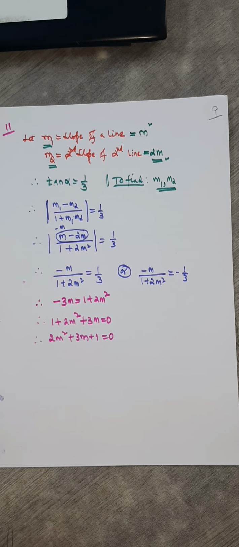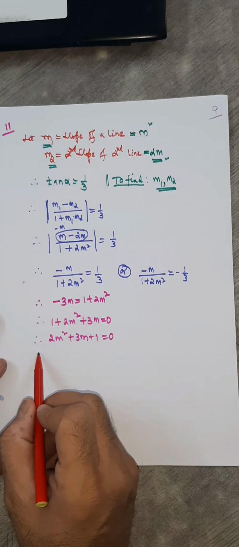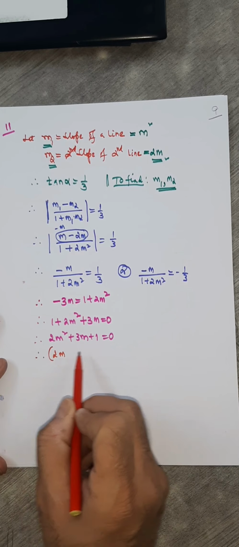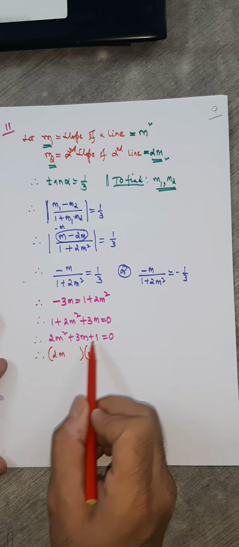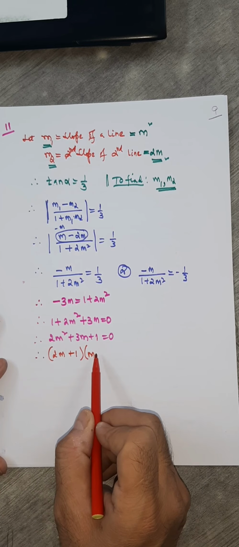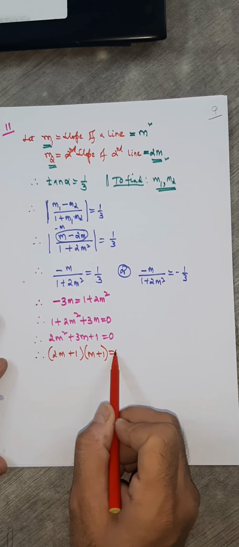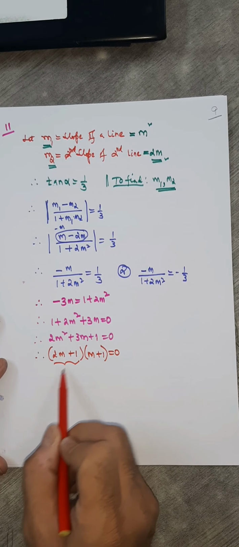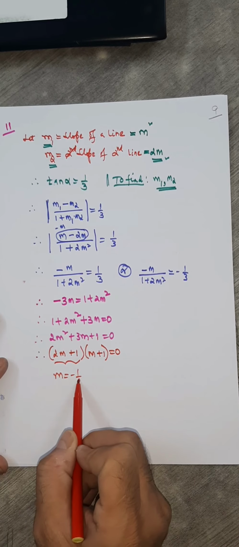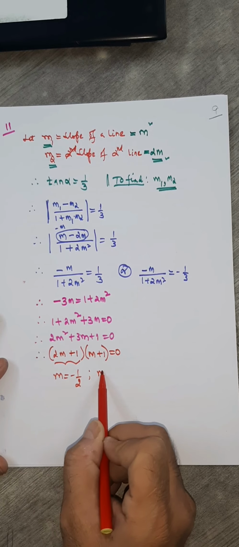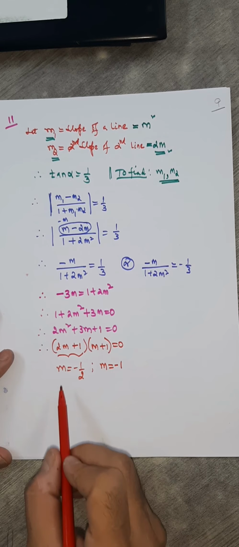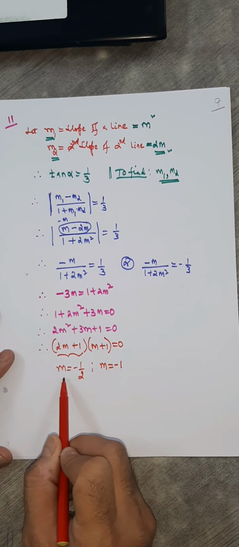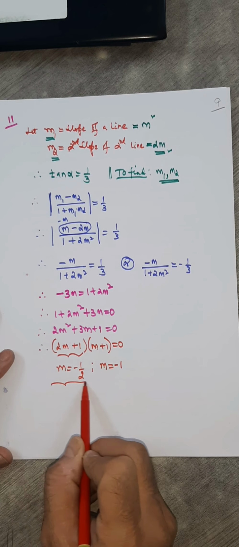We need to factorize this. What are the factors here? 2m, m here. So 2m squared, I need plus 1. So I'll write here plus 1, here also plus 1. These are the factors. So either m equals minus 1 by 2 or m equals minus 1. Okay. So you can write here, one set of slopes is this.